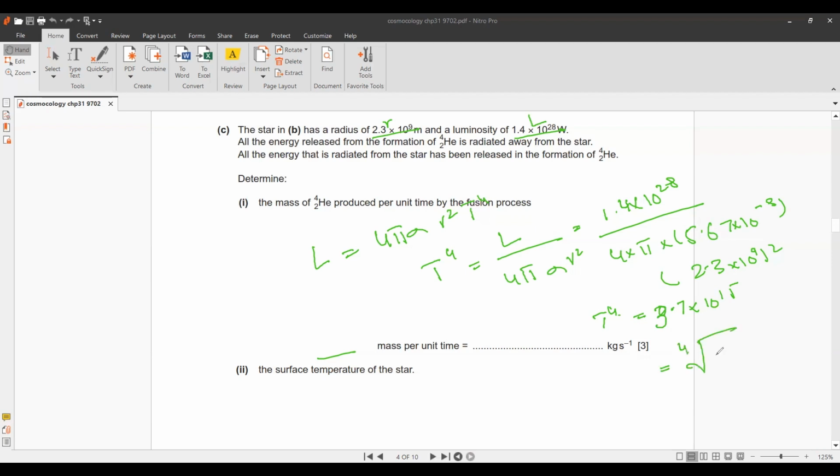7.8 into 10 raised to power 3, or we could write it as 7800 Kelvin. Okay, that's the end of this question. Moving on to the next one.